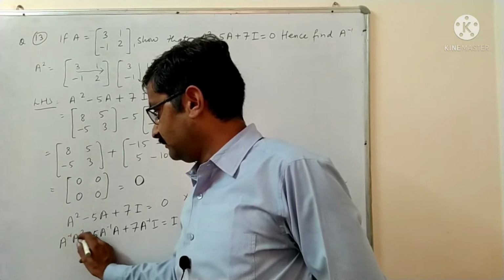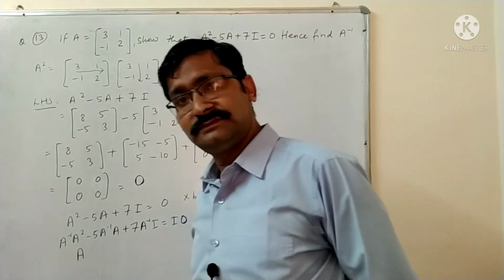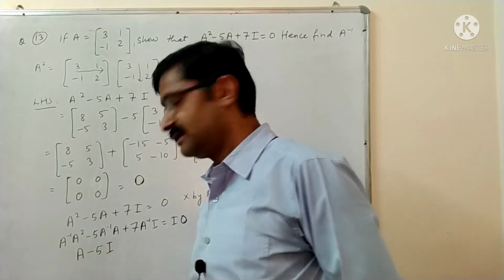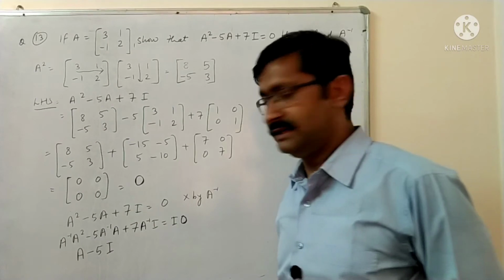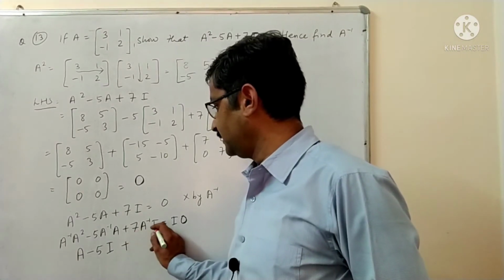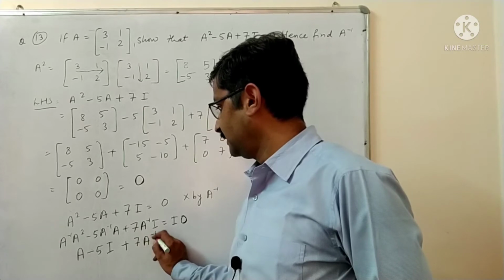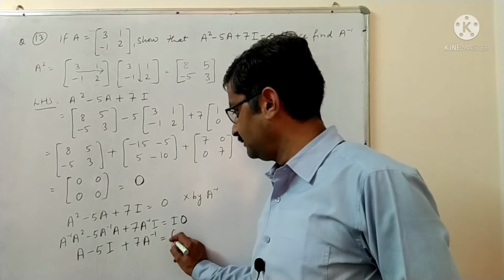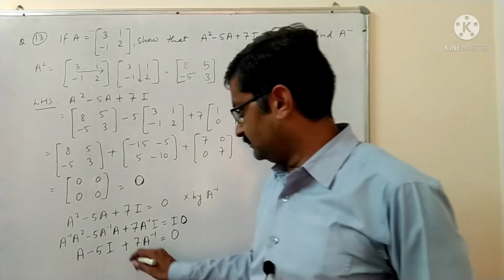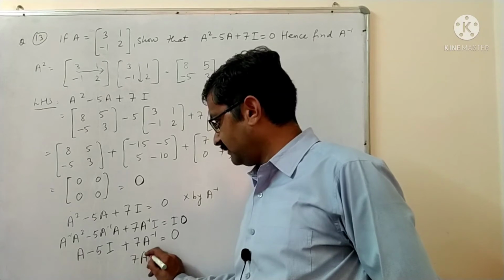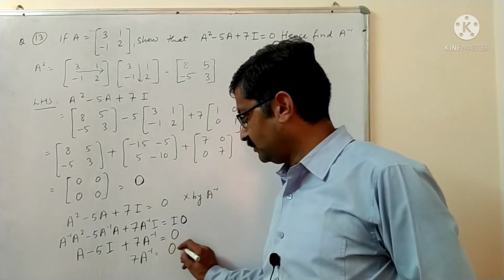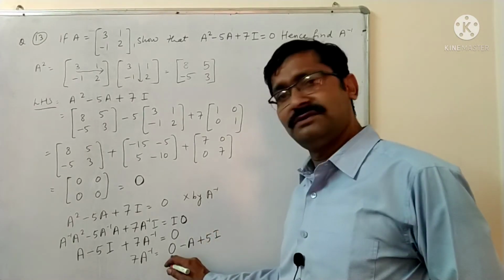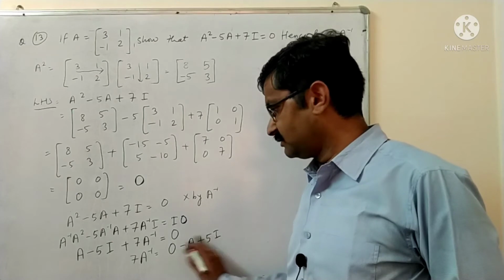Okay. Now this you solve. What do you get? A inverse into A square is A. Then A inverse into A is I. Now plus 7 times A inverse into I is 7 A inverse, and equal to A inverse into the zero matrix. That will be a zero matrix. Okay. Now from here you get 7 A inverse equal to O minus A plus 5I. Okay. And this is a 0. So it is totally 0.